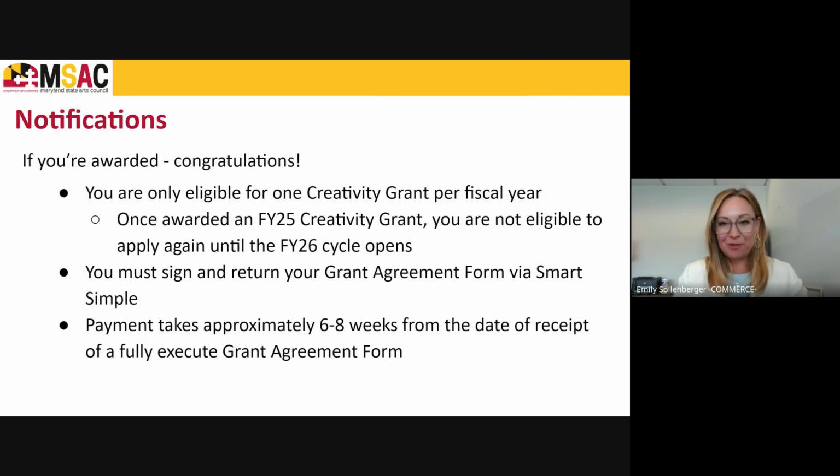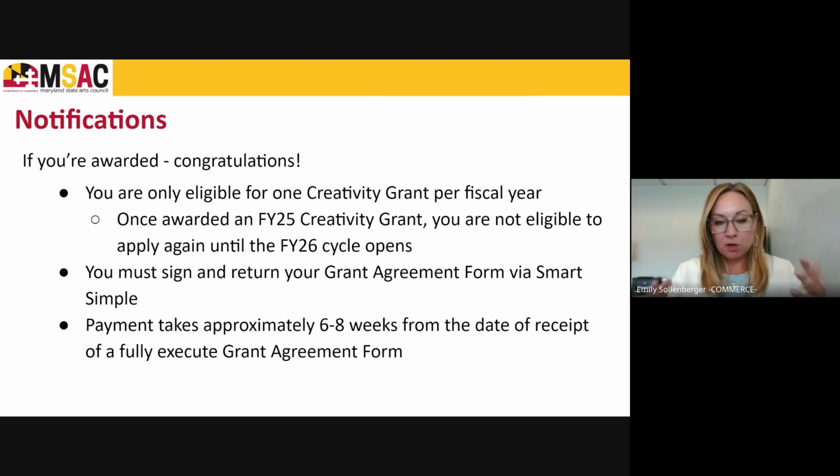And then if you go through the process and you're awarded, congratulations, that's amazing. As a reminder, you can only receive one of those creativity grants per fiscal year. And once you're awarded in FY25, you would then not be able to apply again until FY26. So in the context of project, the planning grant and the implementation grant, say you get a planning grant in FY25 and you want to apply for the implementation grant to support the end of your project, you wouldn't be able to apply for implementation until the FY26 cycle. So you get planning and then implementation.